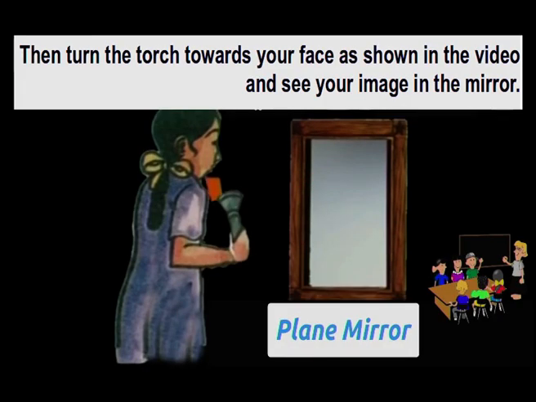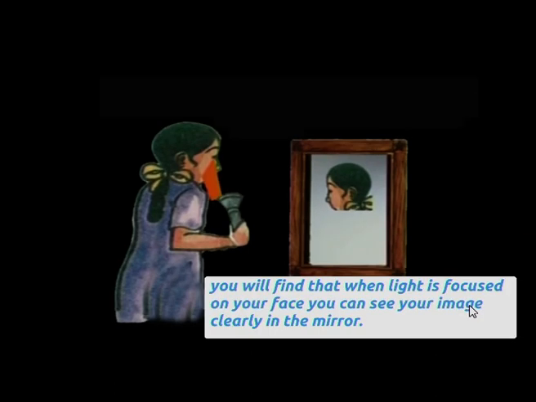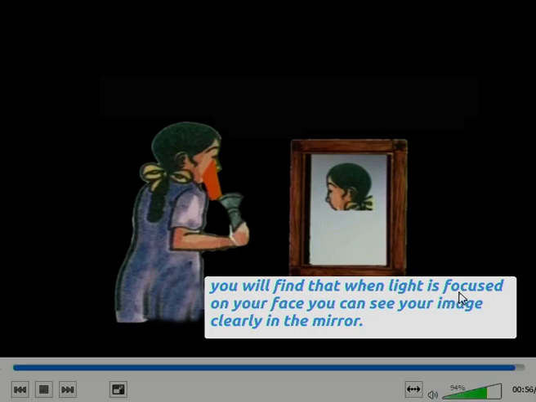Then turn the torch towards your face as shown in the video and see your image in the mirror. Are you able to see your image in the mirror? Yes, of course. You will find that when light is focused on your face, you can see your image clearly in the mirror. Children, let us see how a plane mirror reflects our image.